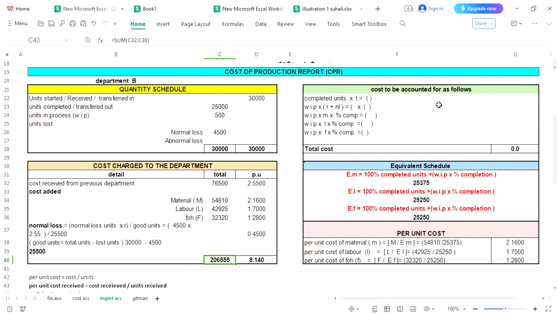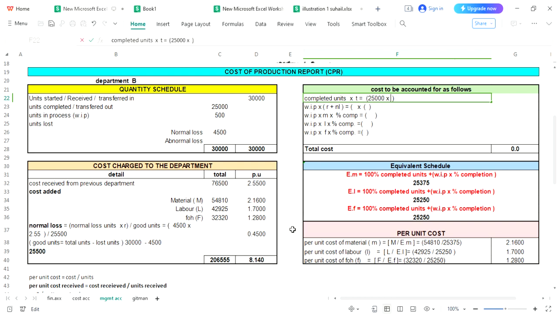So here we are going to solve it. Let's see what is in the first line. You can see we need completed units. Go to the quantity schedule. Here you can see completed units are 25,000. So write over here 25,000. Then you need to multiply it, draw the sign, and small t is the per unit total cost 8.14. Put the same cost, 8.14. That's all. So you have completed your mathematical statement for the first element, completed units multiplied by small t. First we will complete the statements and then we will calculate.